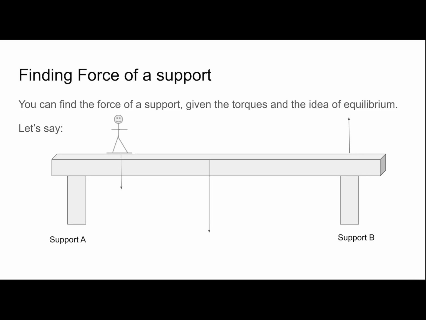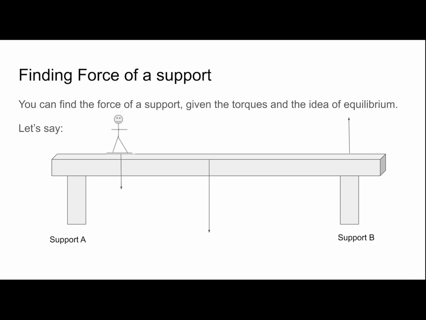When I say finding a force of a support, remember at the very start of the video, I said support A and support B will each be giving upwards forces. And the weight force of the bar and the weight force of the person, it doesn't have to be a person, but you know what I mean, are going to be acting downwards. So the force of a support is basically the numeric size of the force acting on the support A. And once again, we can calculate that given the torques and the idea of equilibrium.